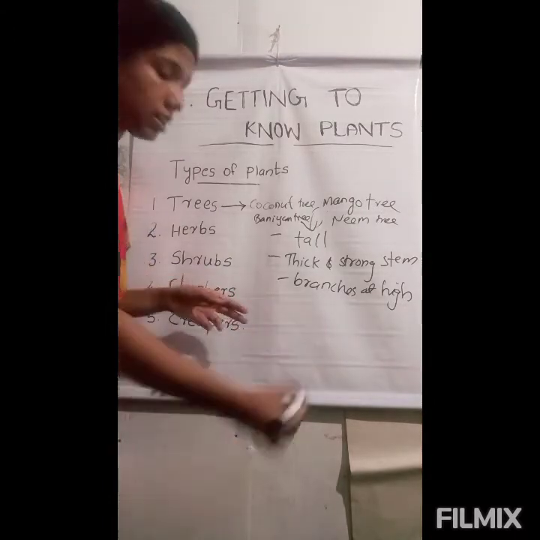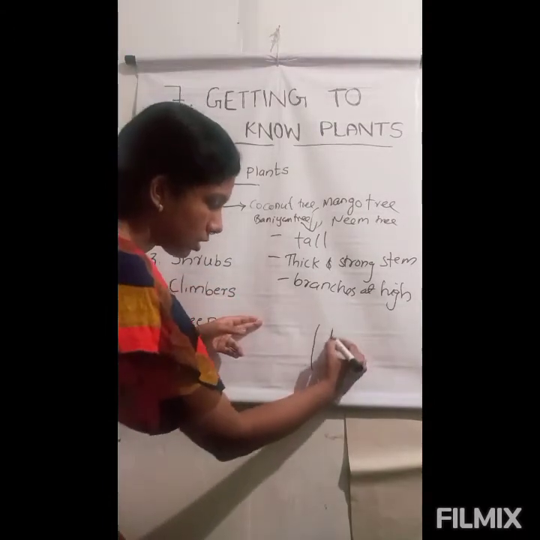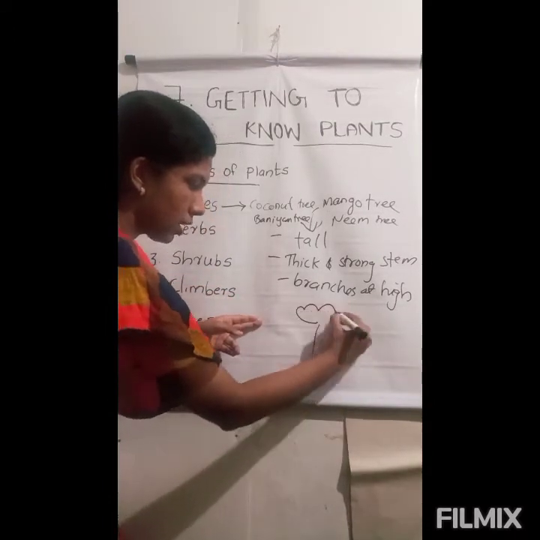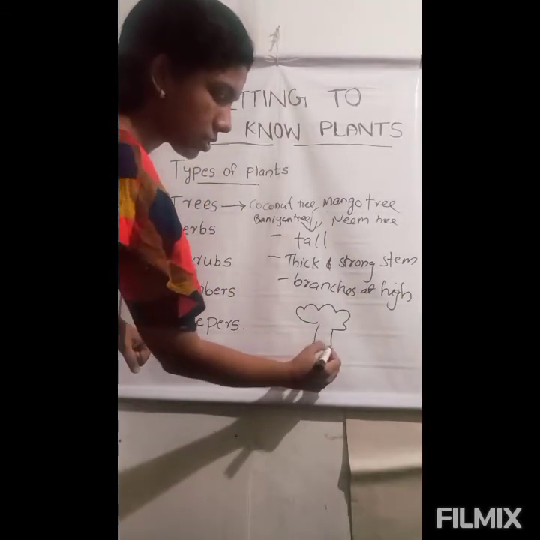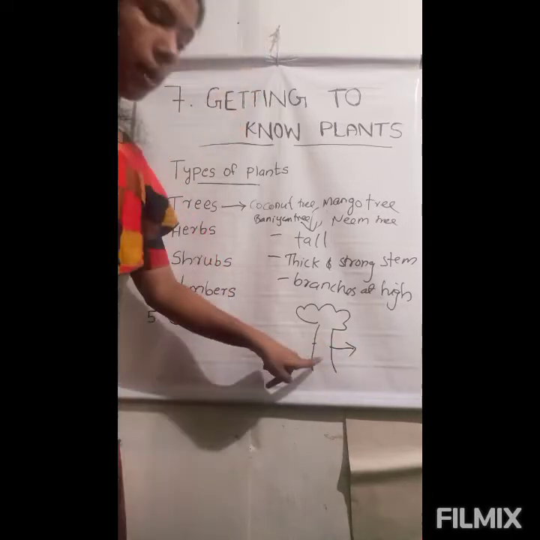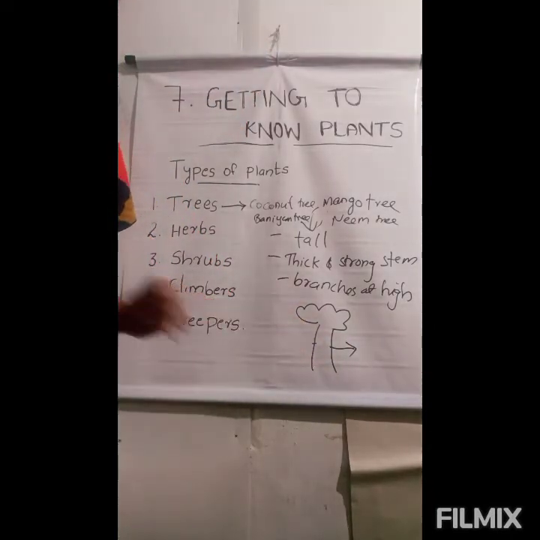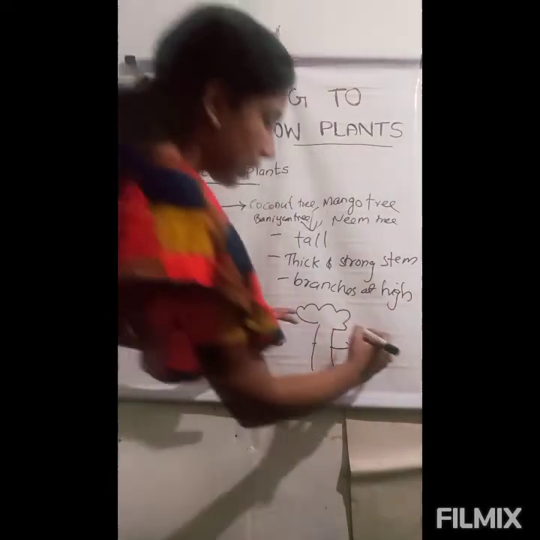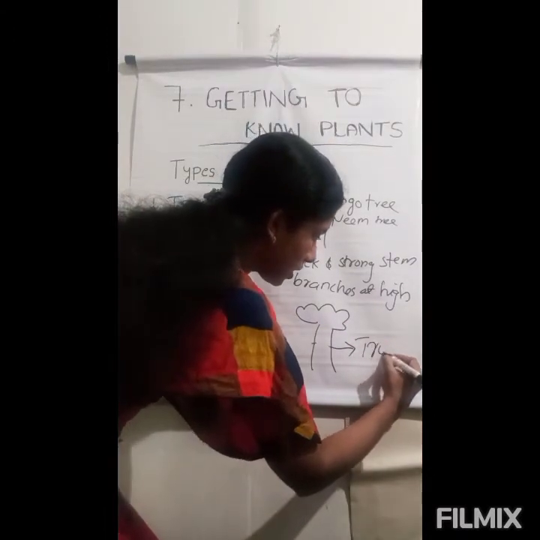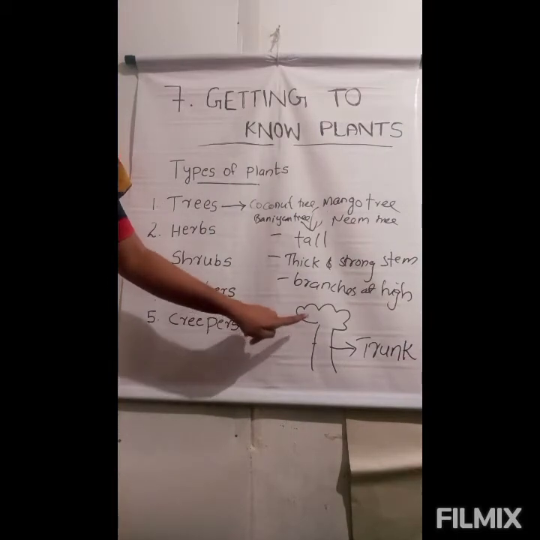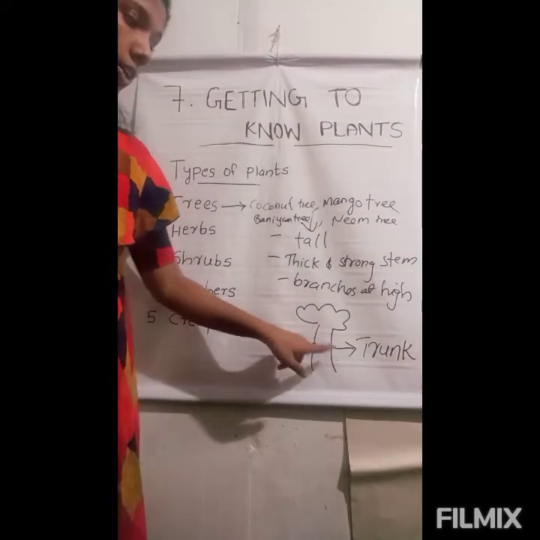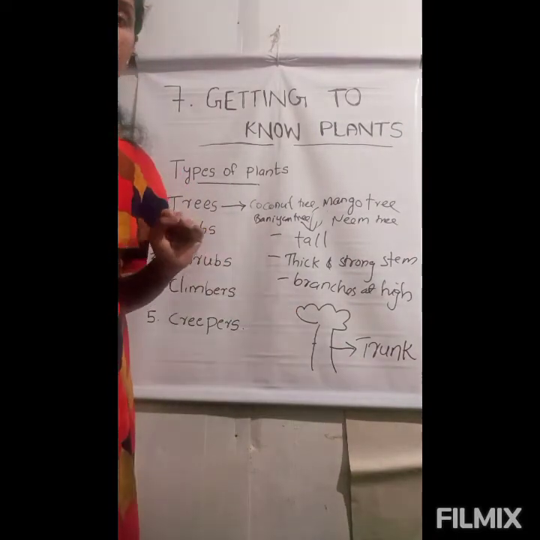We are familiar with the tree. A tree will be like this, so that it will have a woody stem. You can see a woody stem, and we call this woody stem the trunk. Okay, what did we call it? Trunk. This woody stem of trees is known as trunk.